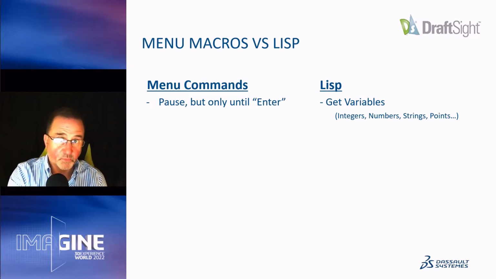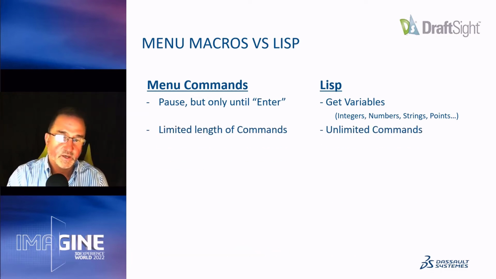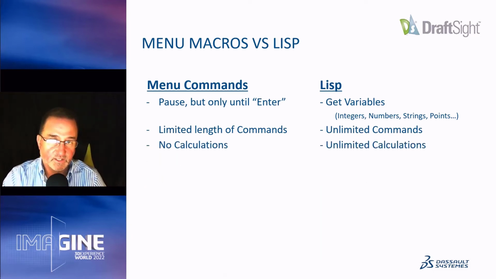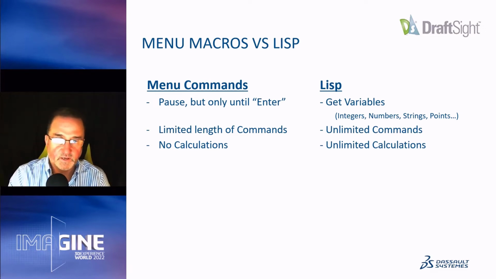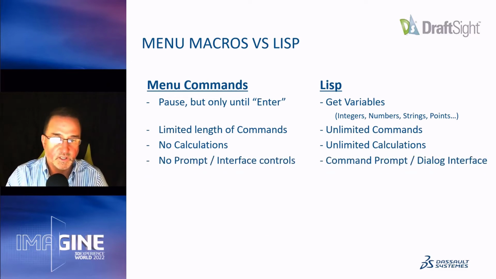For instance, we can pause for user input, but we cannot pause and grab data, grab integers, and set them to variables. We don't have the ability to do that. Also, we're very limited in terms of how long we can get with that command string. With Lisp, we are unlimited. We can go literally thousands and thousands of lines of Lisp code, continually piling on command after command, where the menu macro is limited to the number of characters that we can put into that specific field. Again, we can't do calculations with a menu command. It's just a sequence of events, where in Lisp we can do unlimited calculations.